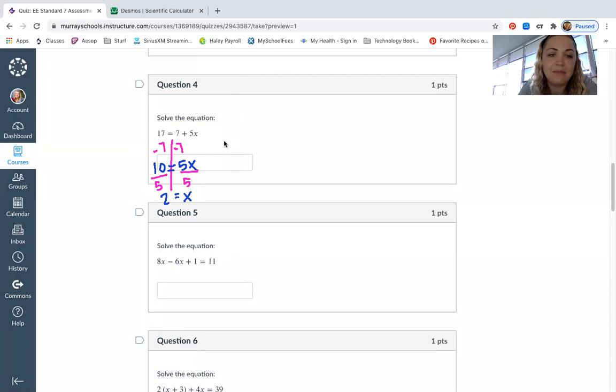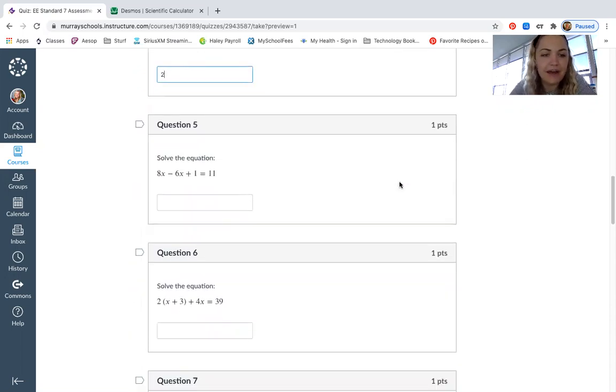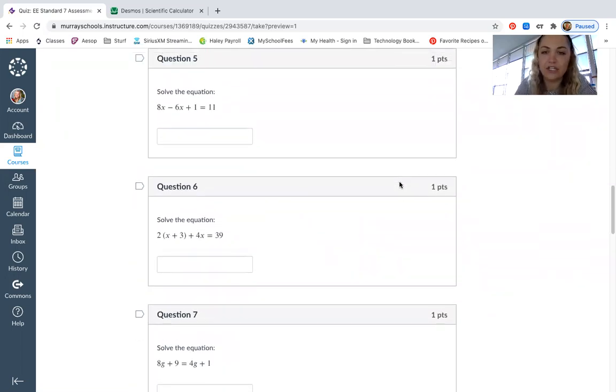So I can type that in for my solution here. I just need to type in the number, because if you try to type in an x, it says only numerical values. So I can just write 2. All right, let's look at the next one. Question number 5. Solve this equation.